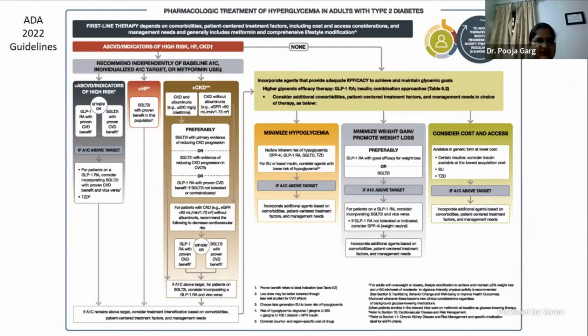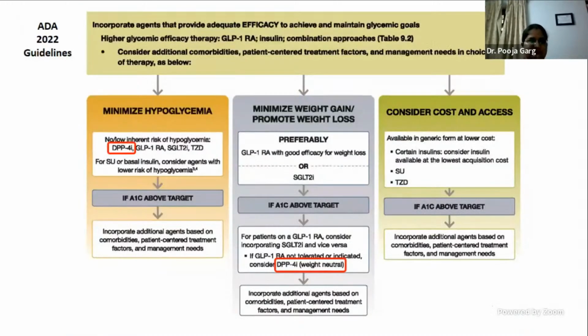If the patient has underlying heart failure, then SGLT2 inhibitors with proven benefit in heart failure are to be utilized. If patient has underlying CKD with albuminuria, preferably SGLT2 inhibitors, with primary evidence of reducing CKD progression, are supposed to be used. If patient has none of these high-risk factors, then depending on whether we want to reduce weight gain or we want to target hypoglycemia, or the cost is a factor, accordingly we can decide what agent to be used in our patient. So treatment target has to be individualized, and depending on the risk factor that patient has, we can target the therapy for our patients.